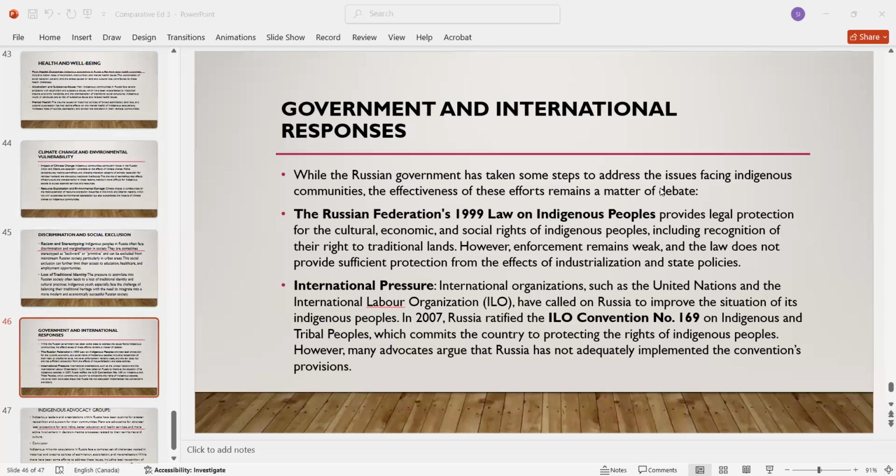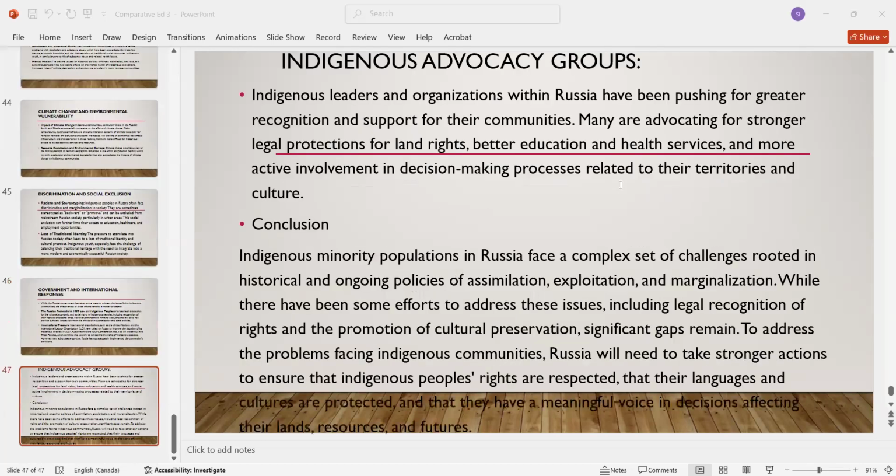The Russian Federation 1999 Law on Indigenous People provides legal protection for the cultural, economic, and social rights. International pressure is also there. International organizations such as the United Nations and the International Labour Organization have called on Russia to improve the situation of its indigenous people. So for that, ILO Convention number 169 was formulated. So they have started indigenous advocacy groups.